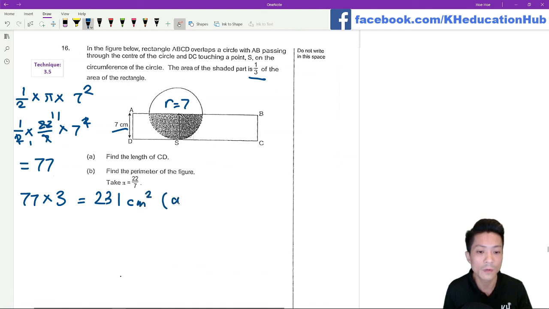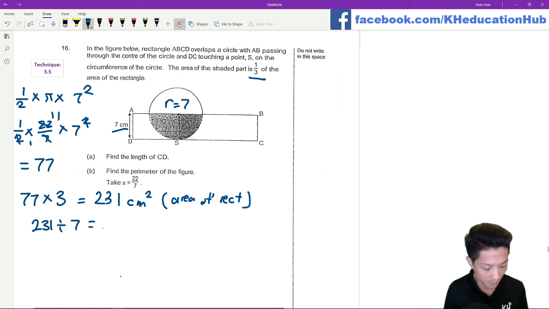This is the area of the rectangle, which means that if I want to find CD, I just use the area divided by the breadth, which is equal to 33 cm. This is the answer for part A.